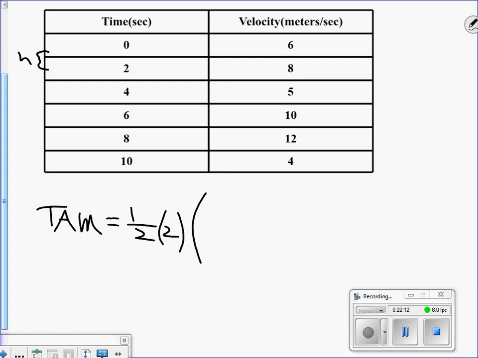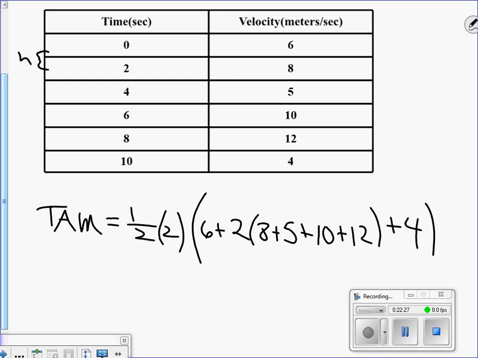All right, what goes in the parentheses? We want the sum of the bases. Internal ones are doubled, so what should I write? 6 plus 2 times... Nice. Look at that. And don't you love it when you have a half times 2? That's the best. I think I know what it is. What do you think it is? 80.